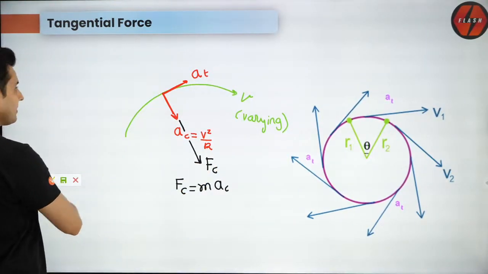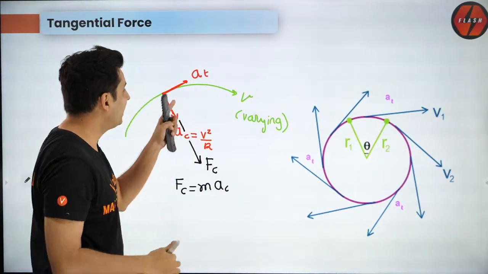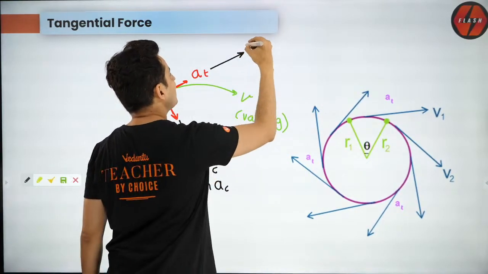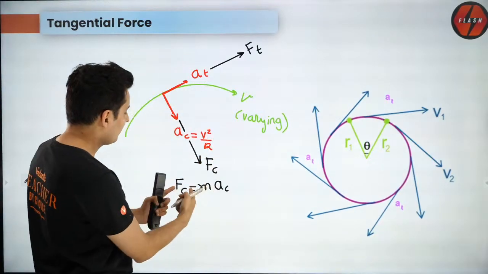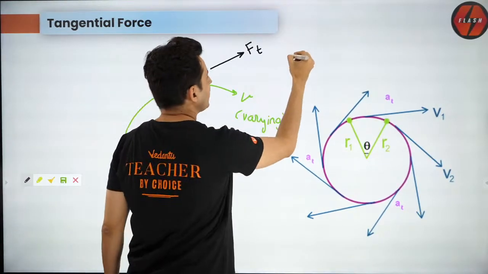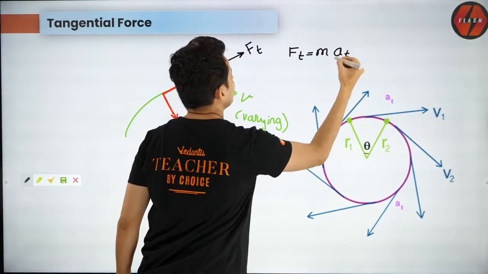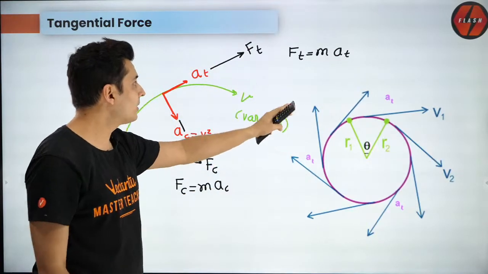Now, if there is tangential acceleration, what should be there? There must be a force producing this tangential acceleration, that is called the tangential force. And just like before, you can apply Newton's law and you can very well say tangential force is mass into tangential acceleration. That is very well valid. There is no doubt about it.